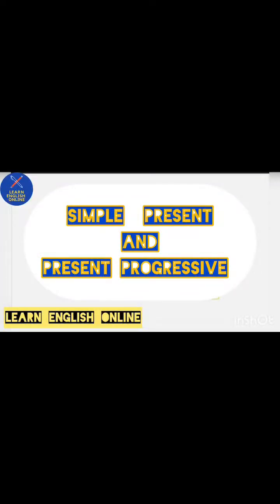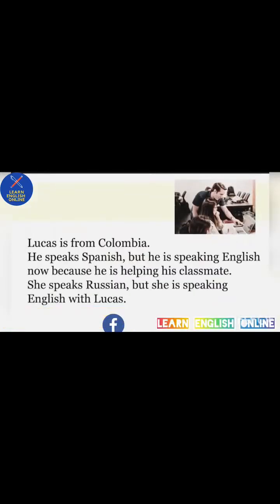Simple present and present progressive. In this lesson, we are going to look at the differences between these two. Lucas is from Colombia. He speaks Spanish, but he is speaking English now because he is helping his classmate. She speaks Russian, but she is speaking English with Lucas. Some of these verbs are in the simple present and some are in the present progressive. Let's look.